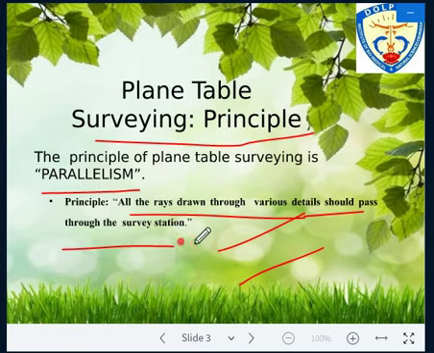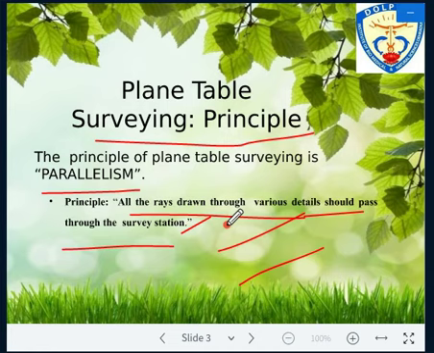If you are drawing rays, because in the graphical method the rays have to be drawn. So whatever rays are drawn from the station to the object, listen carefully and try to understand the meaning of this. When you are drawing any ray from the station to the object on the paper, the ray has to be parallel to the line from the station to the object on the ground, right?